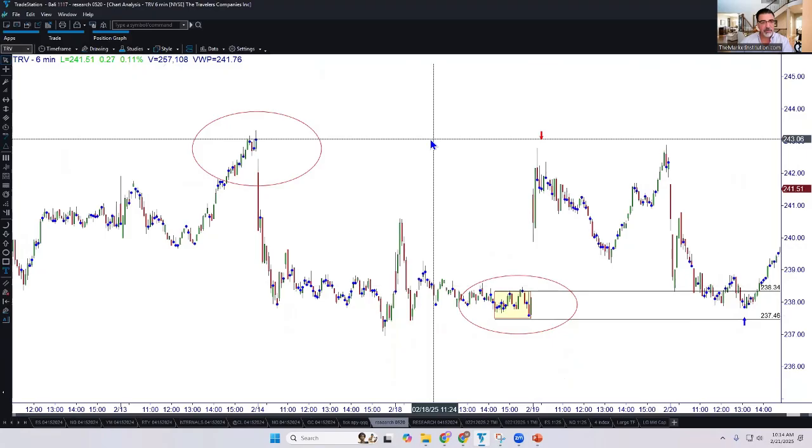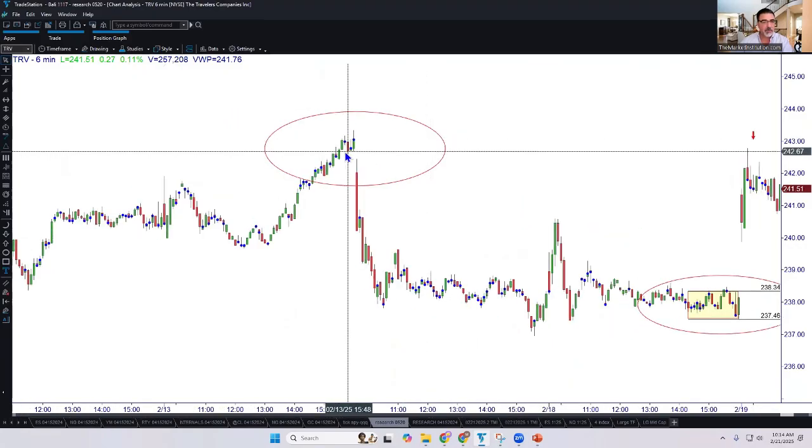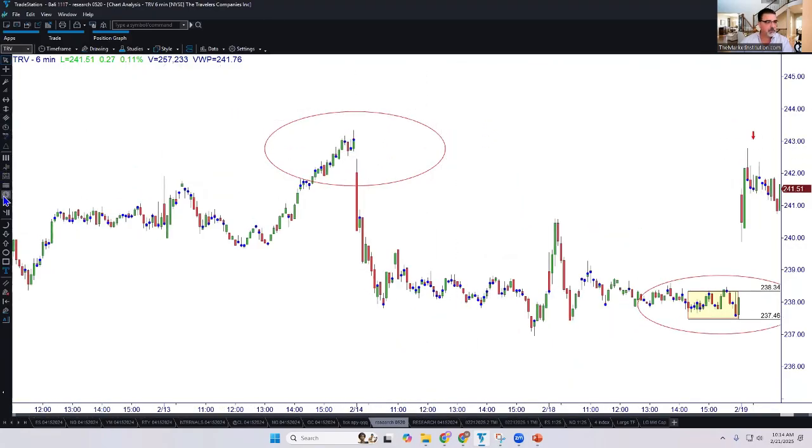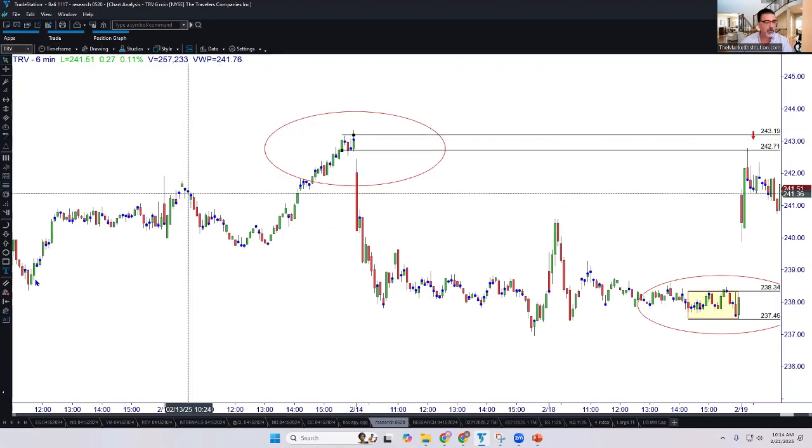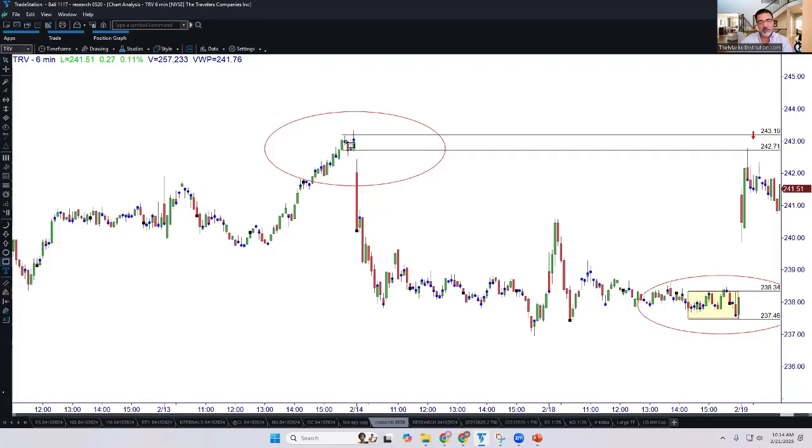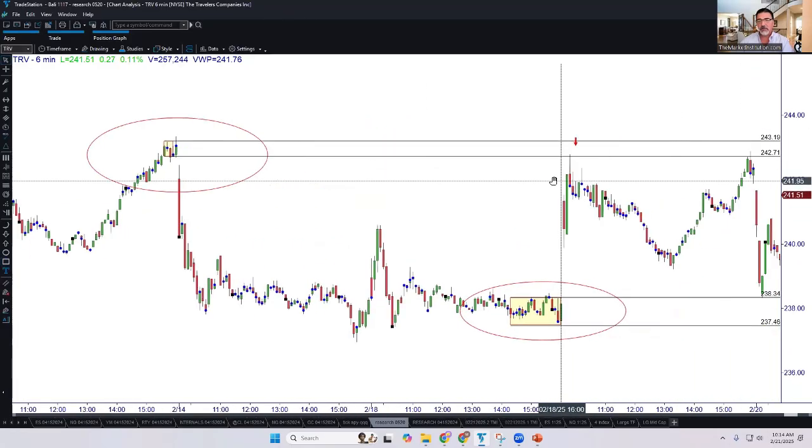Does 6-minute have it right there? Leg in, base, leg out, and a base. Place where we can place the proximal and distal line around that area. That group of candles was present. Look at that. Those are the trades you desire to get, right?